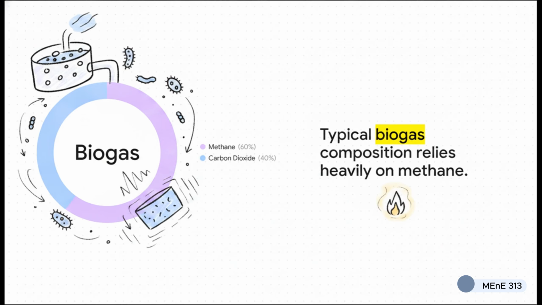It's roughly a 60-40 split on average, so 60% methane and 40% carbon dioxide, though it can vary from 50 to 70% methane depending on your specific system. The methane is the part that actually holds the energy value. The carbon dioxide is essentially just a diluent, and you might actually need to strip it away if you're trying to upgrade this to pipeline-quality biomethane.